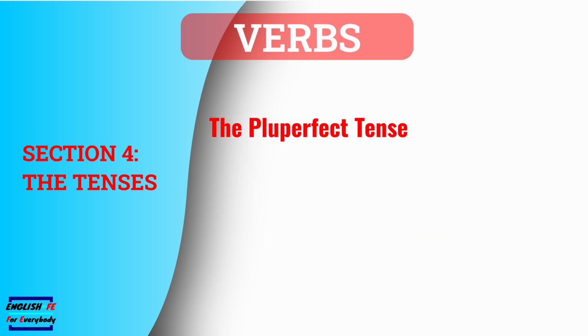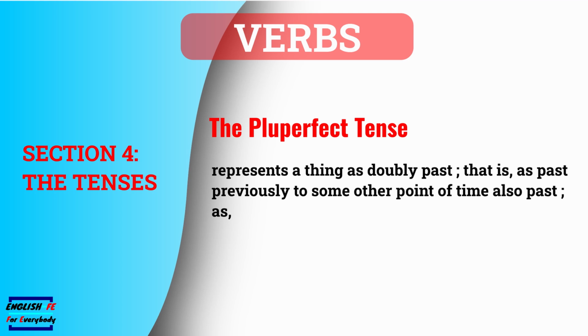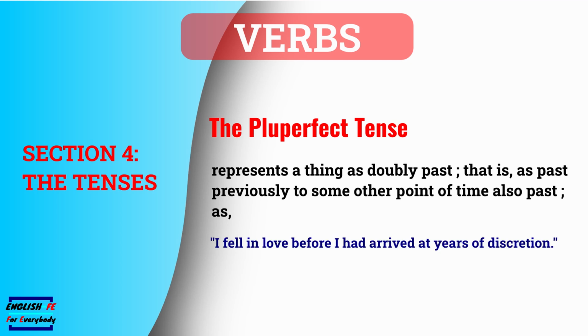The pluperfect tense represents a thing as doubly past, that is, as past previously to some other point of time also past, as, I fell in love before I had arrived at years of discretion.